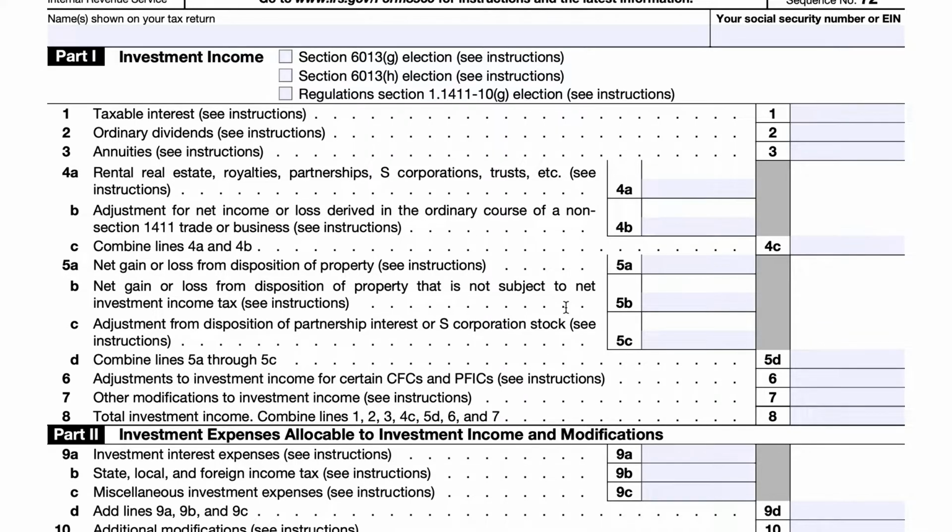So again, this is pretty highly technical information, and the odds are pretty high that if any of these situations are applying to you, you're probably going to be using your tax professional to walk through this paperwork. Adjustments to investment income for certain CFCs and PFICs for line 6, and then line 7 contains other modifications to investment income. Line 8, you're going to combine all of these lines, and this represents your total investment income.